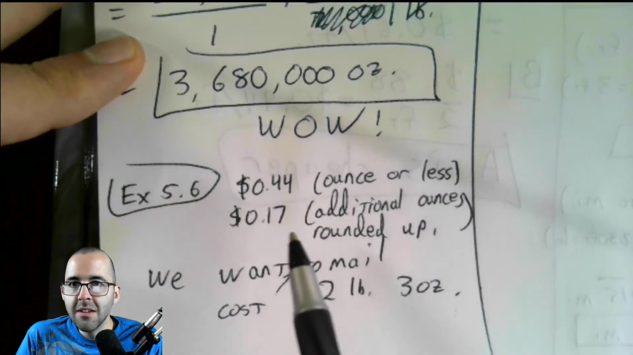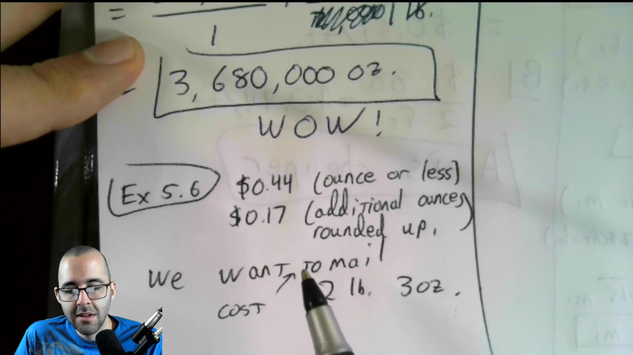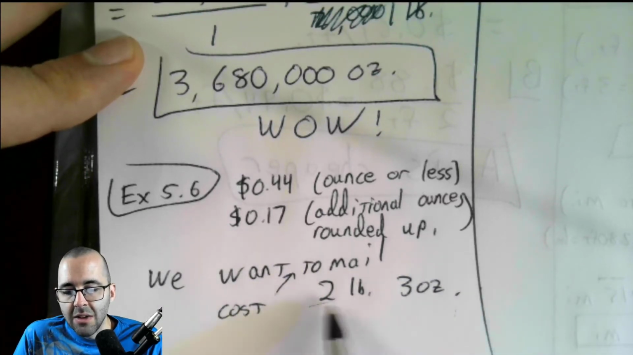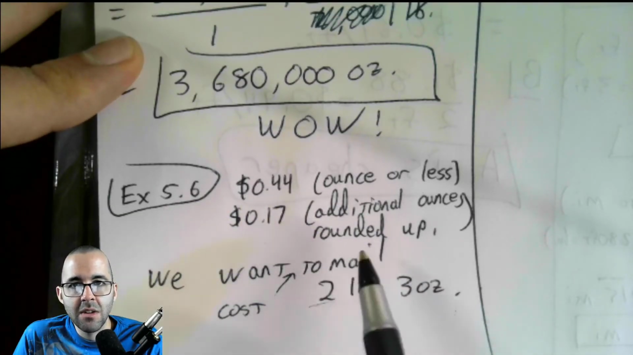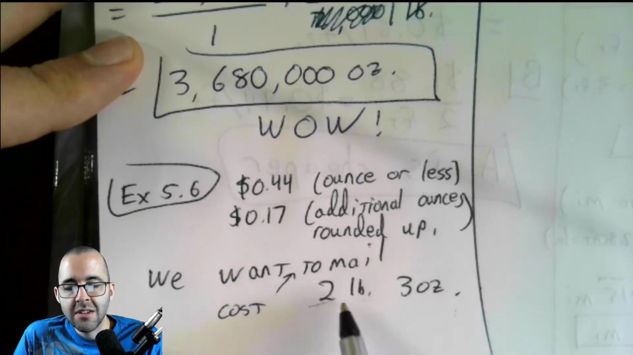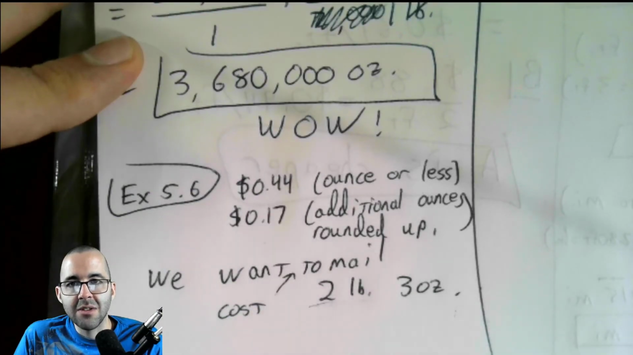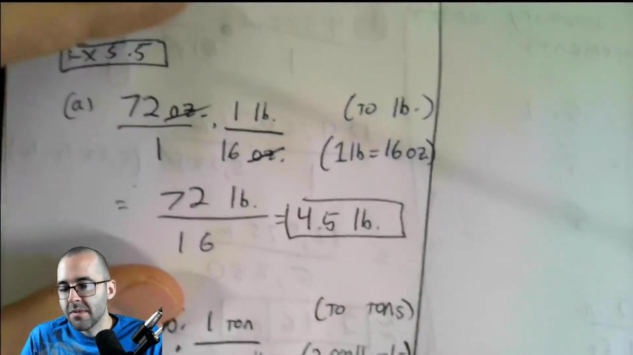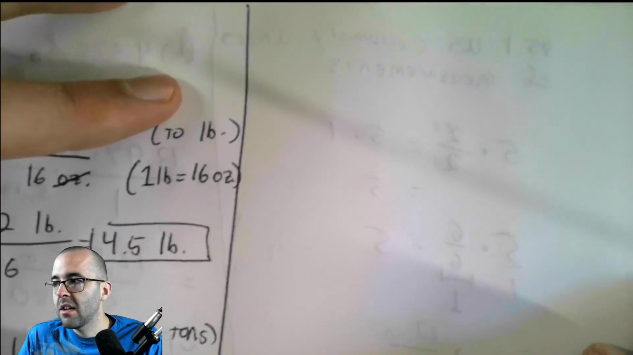All of this price stuff is in ounces. So this being in pounds is a problem. We don't know anything about costs for pound. So let's convert this to ounces so that we can figure out how many ounces it's going to be. All right, so let's do that. We need to convert this to ounces.